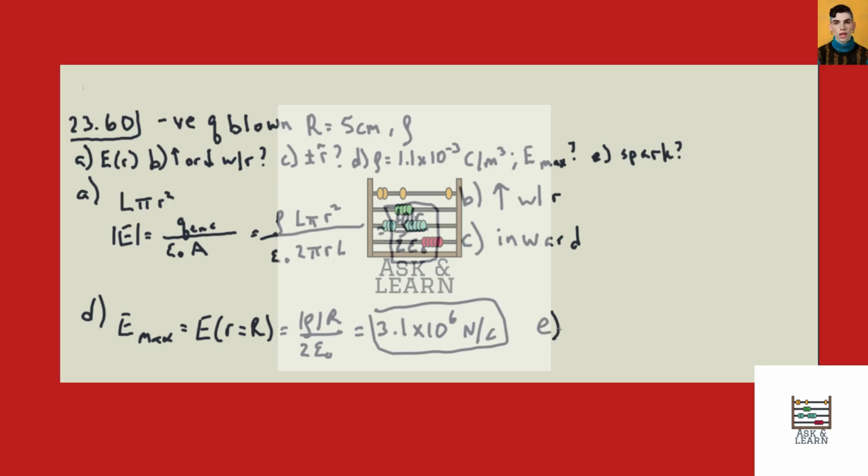And now we want to ask if sparking will occur, and we're told in the statement of the problem that with a field of 3 times 10 to the 6th newtons per coulomb, there will be sparking. This is bigger than that at the outside diameter of the pipe. So, yes, sparking can occur. And so we can see that there's a potentially dangerous situation going on here.